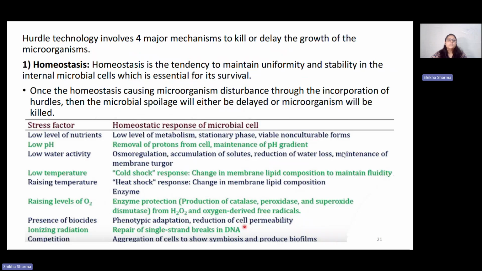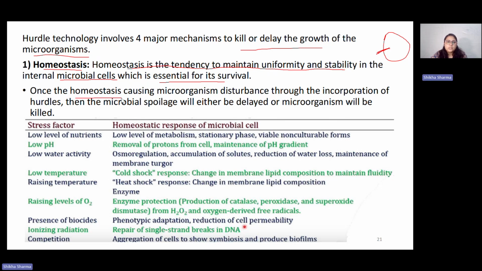So this hurdle technology, it involves four major mechanisms to kill or delay the growth of the microorganism. So first is basically homeostasis. So the homeostasis is basically the tendency of the microorganisms to maintain uniformity and stability in the internal microbial cell, which is essential for its survival. So microorganism, suppose this is a microorganism cell. So it will try to maintain the homeostatic or the uniform or the stable condition so that it can grow with its environment, and its internal and its outside of environment conditions should be in homeostasis.